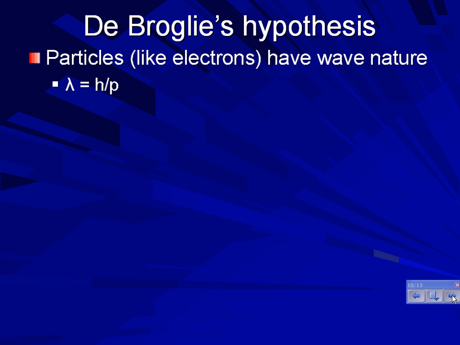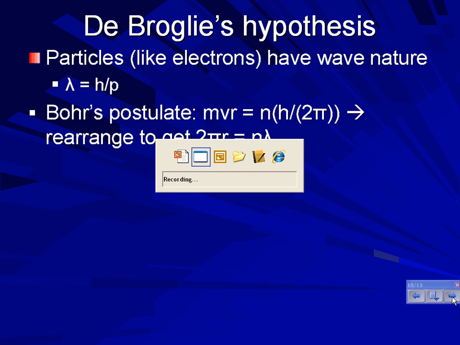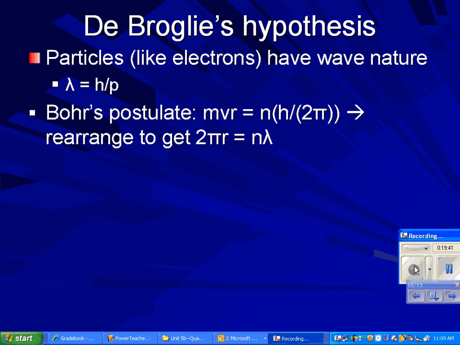Okay, but let's think about this for a second. So he says that particles have wave properties. Awesome. And remember that Niels Bohr's postulate is that angular momentum is quantized. Well, let's rearrange Bohr's equation to say that 2 pi r equals n times lambda. I think we can do that. This is cool. By combining these two equations, we get that the circumference of a circle is equal to some integer times the wavelength of the electrons. Now, think about that for a second.